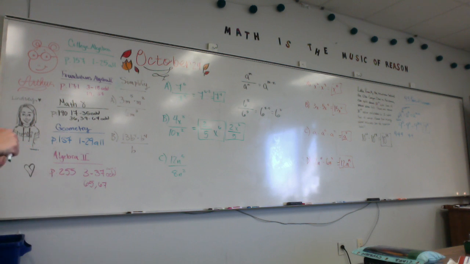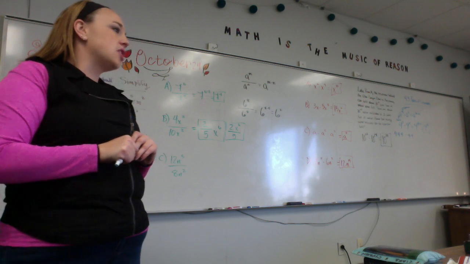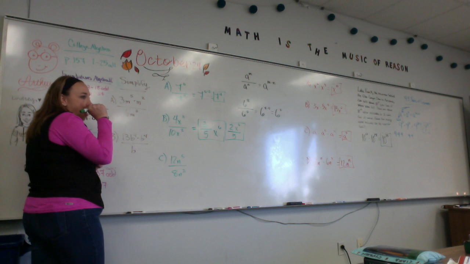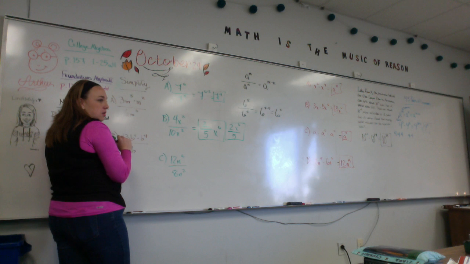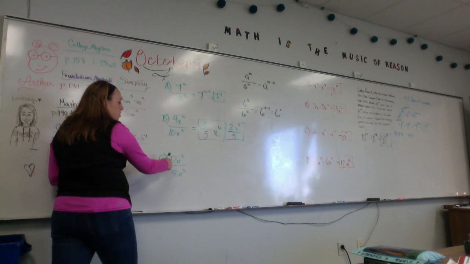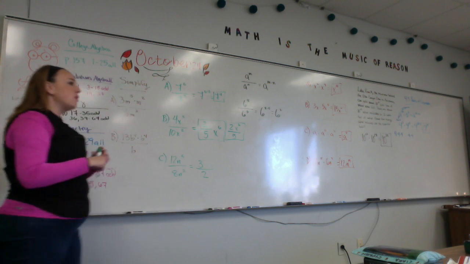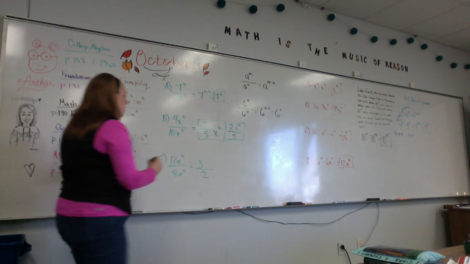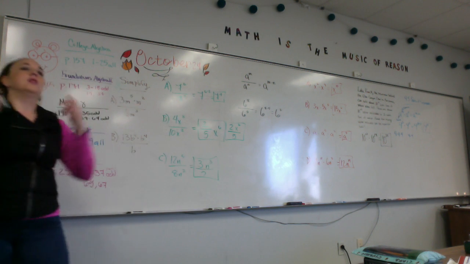How do I do C? 12n to the 5th over 8n squared. Jason, you want to take a shot? Okay, what's 12 over 8 simplified? What goes into both 12 and 8? 4. Yeah, 4. What's 12 divided by 4? 3. And what is 8 divided by 4? 2. Okay? N to the 5th over n squared. What do you get? Yep, you get n cubed. Good job.